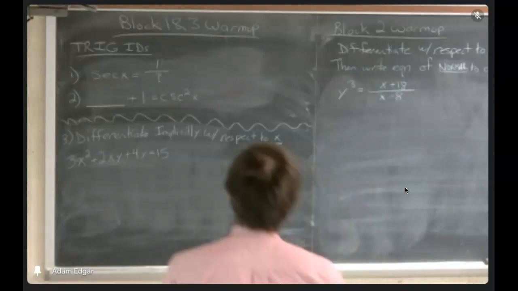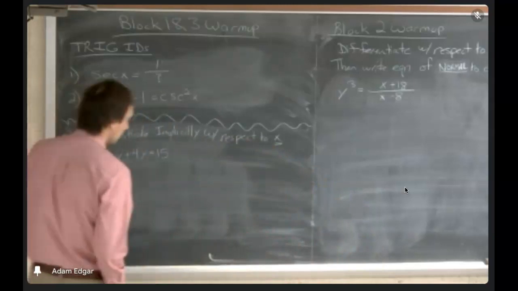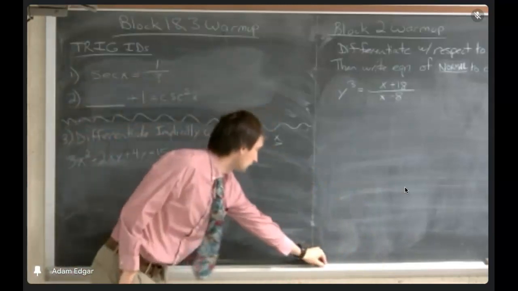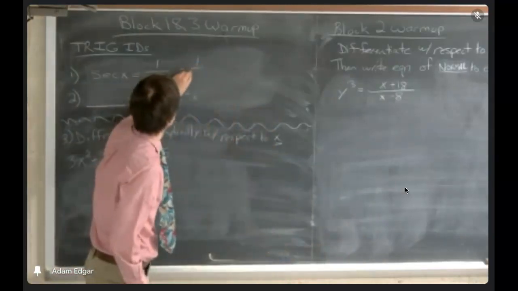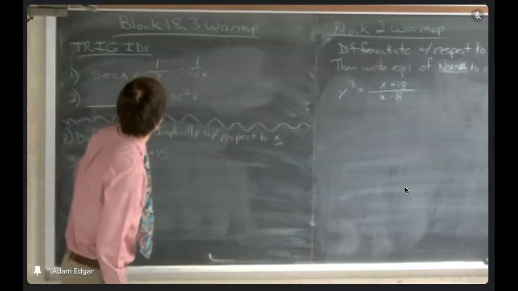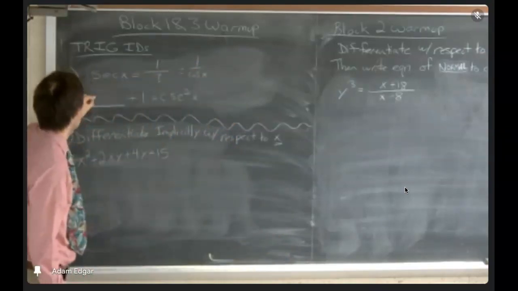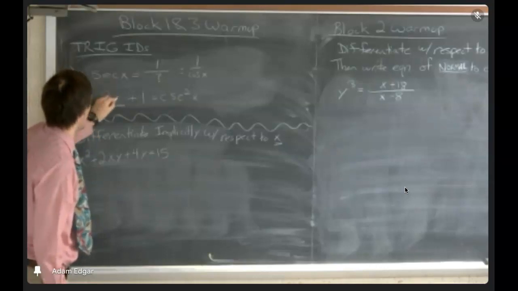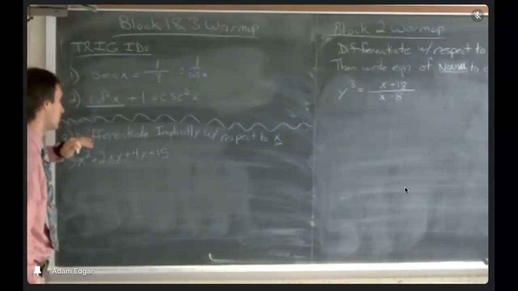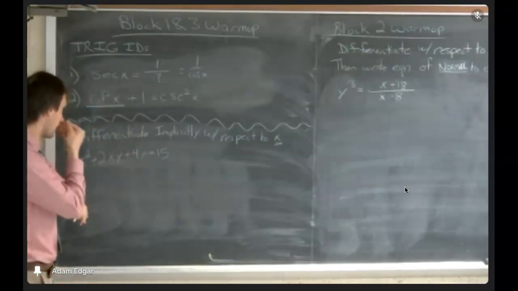All right. Secant is 1 over what? Okay. Blank plus 1 equals cosecant squared. Yay. And then this is what we were doing on that previous quiz with getting dy/dx by itself.